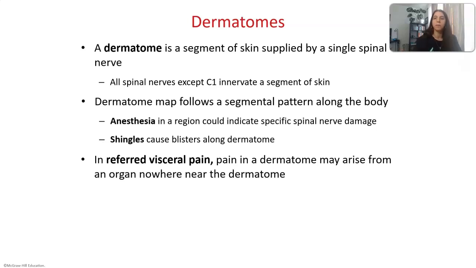Dermatomes are really cool patterns of innervation from spinal nerves to the skin. They innervate in a pattern based on where that spinal nerve comes from, except for C1. So a dermatome is a map that follows a segmental pattern around the body. And they are clinically significant because if you have anesthesia in a particular region of the skin, it can indicate spinal nerve damage.